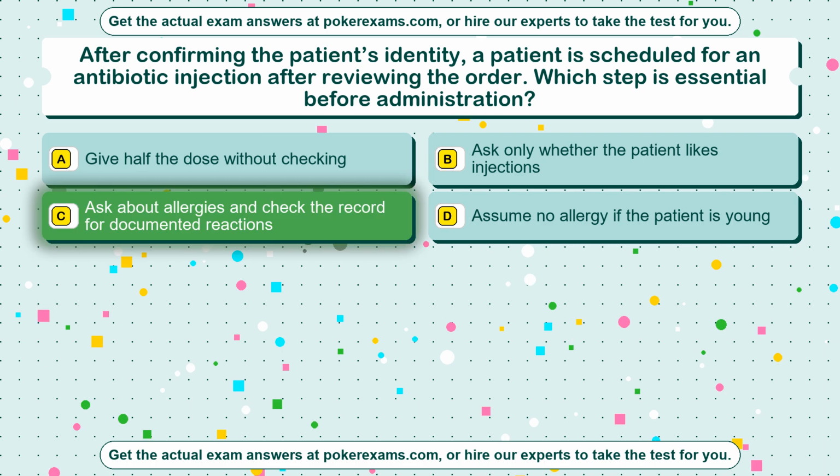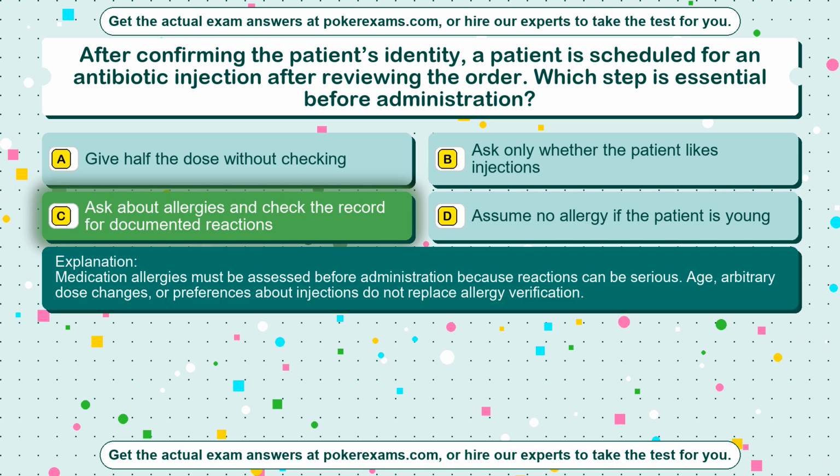The correct answer is option C, ask about allergies and check the record for documented reactions. Medication allergies must be assessed before administration because reactions can be serious. Age, arbitrary dose changes, or preferences about injections do not replace allergy verification.